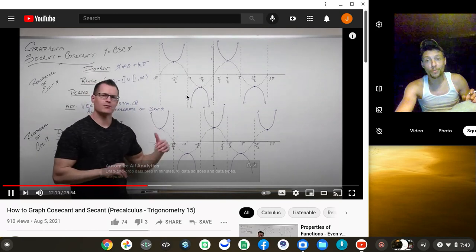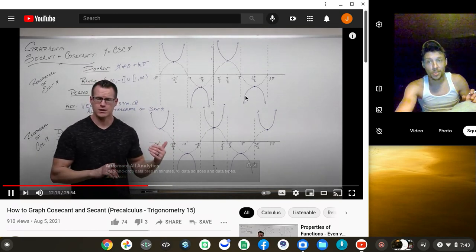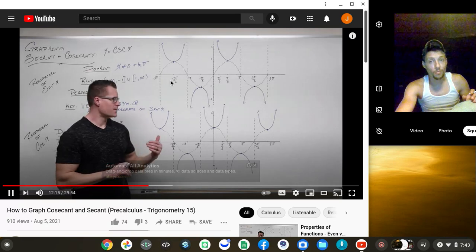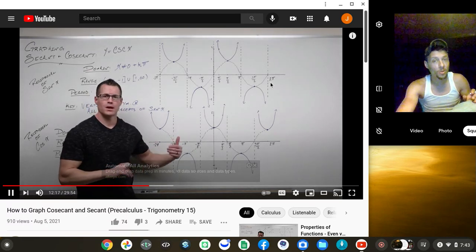Our domain's going to be every place where we had red, x-intercept on cosine, we now got a vertical asymptote for secant. That happens right off at pi over 2. But I don't know whether I'm in that plus phase or not.